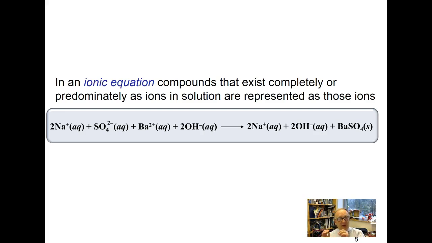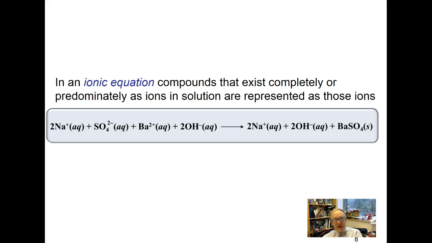On the product side, those things that are soluble, that dissociate, we're going to keep as ions. So we have 2 sodium ions plus 2 hydroxide ions. But when we pour those solutions together, the white cloud that we form is barium sulfate. It's insoluble, so we'll write that as barium sulfate, the solid. Everything that's aqueous means it's dissociated. The thing that doesn't dissociate, we're going to write as a solid. So that's our ionic equation.